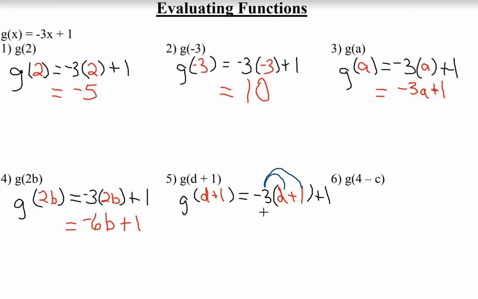So -3 times d is -3d. -3 times 1 is -3, and then we have this plus 1 on the end. Now notice right here we have two constant terms, two numbers, so we still need to simplify, and therefore that's negative 3d, and then we do negative 3 plus 1, that's minus 2.